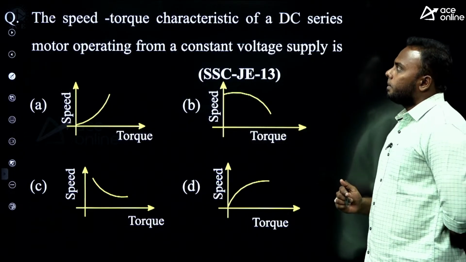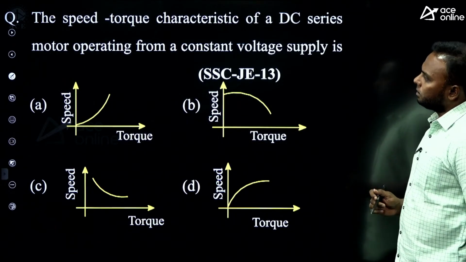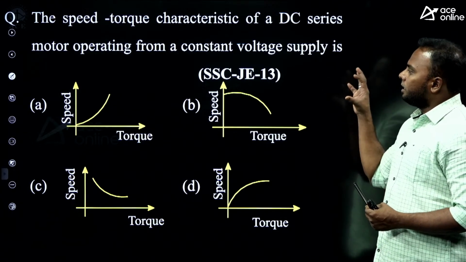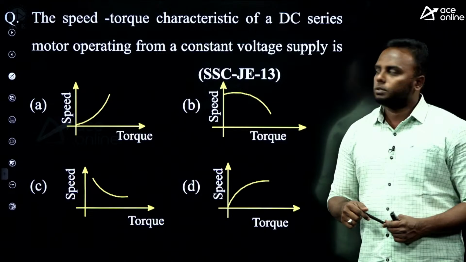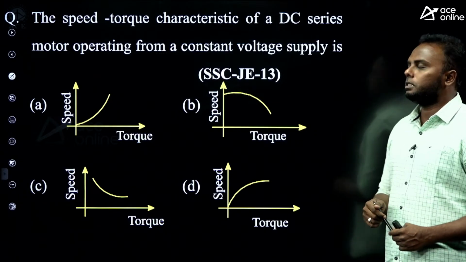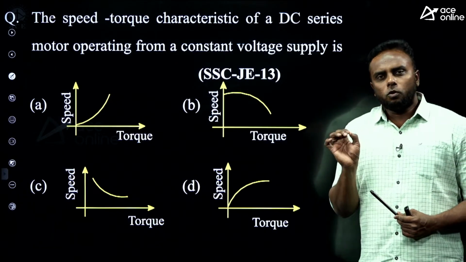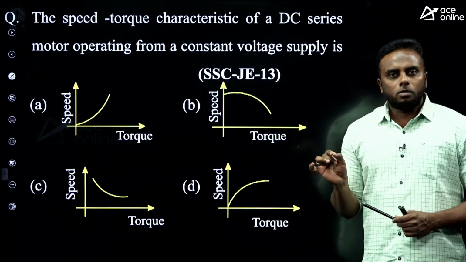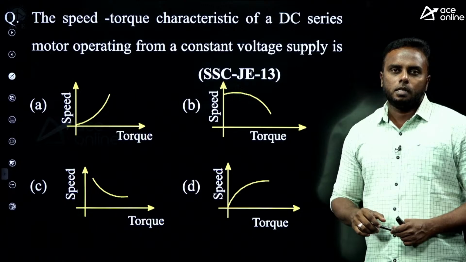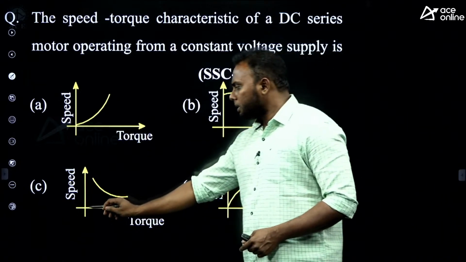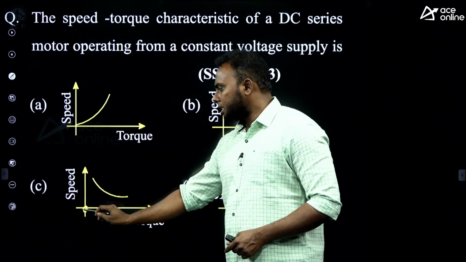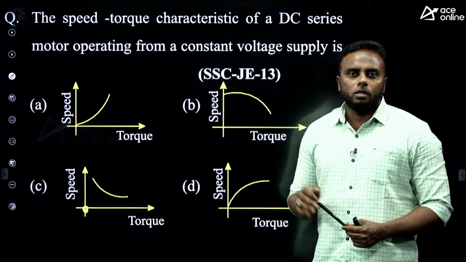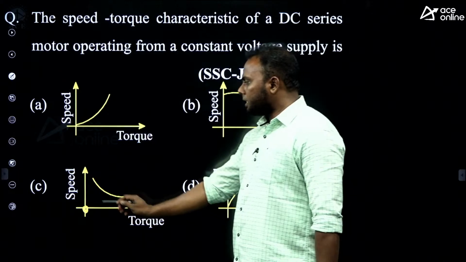See this question. The speed torque characteristics of a DC series motor operating from a constant voltage supply is dash. So if you know one point, you can answer this easily. What is the speed of a series motor under no load condition? Dangerous high speed. No load means torque is almost zero here. At no load, what is the speed of a series motor? Dangerous high speed it is.